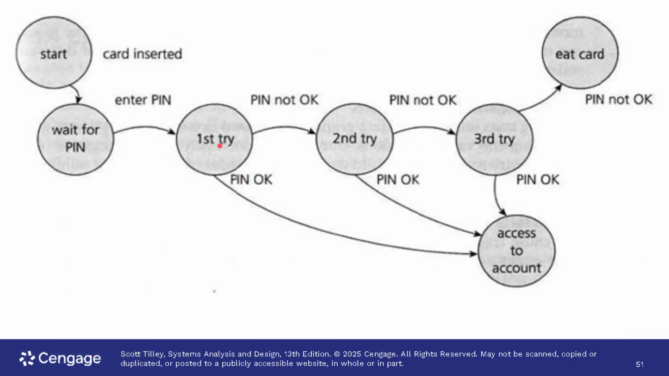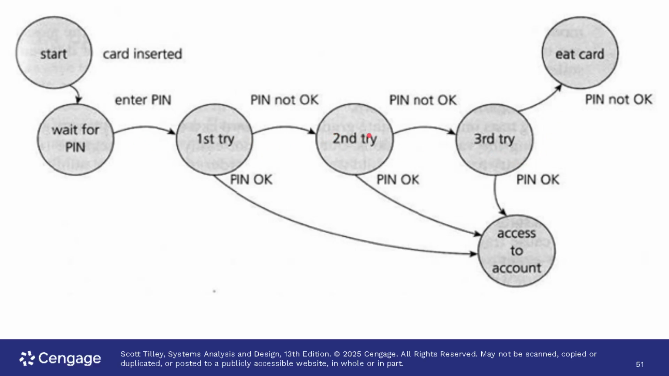Another example, a little more complex, where I'm in a state of logging in with my credit card. I've inserted my card, it's asking for a PIN. I'm now in the state of waiting for the PIN. The PIN has been entered to get me to my first try. If the PIN is not okay, I go to my second try. Same thing for third try. And the only state I can turn to after the third try is either they have access to the account or eat the card and shred it, because they entered the PIN 3 times, not the correct PIN.